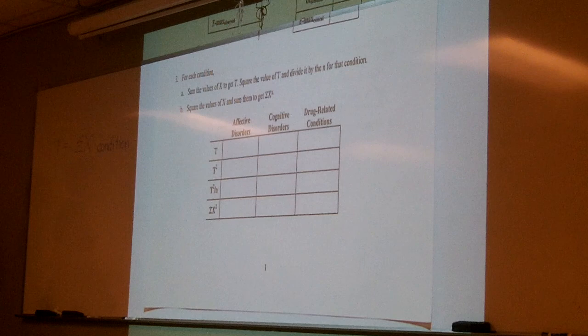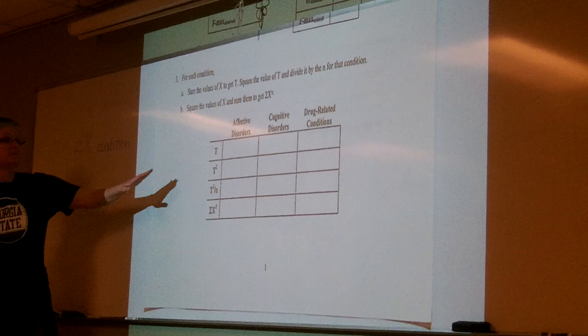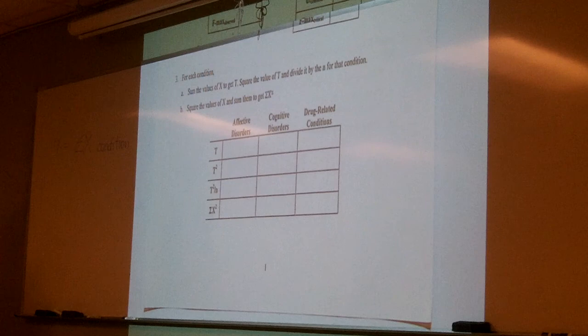So to get the big T value for affective disorders, you're going to go up and look at the data for the affective disorders group, and add up the scores for the five patients in that condition. Just look at the top of the page, and you'll see that the affective disorders group has the following scores: 7, 6, 5, 4, and 8.